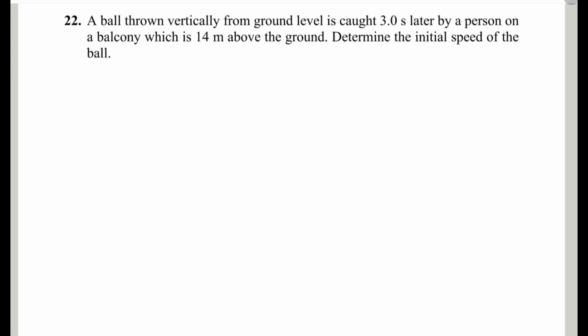A ball thrown vertically from ground level is caught 3 seconds later by a person on a balcony which is 14 meters above the ground. Determine the initial speed of the ball. So we have a ball thrown vertically upward, and a person on a balcony at a height of 14 meters catches this ball after 3 seconds. The question is, what is the initial speed of the ball?